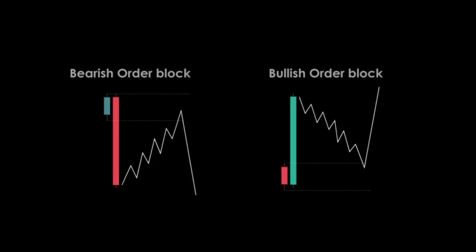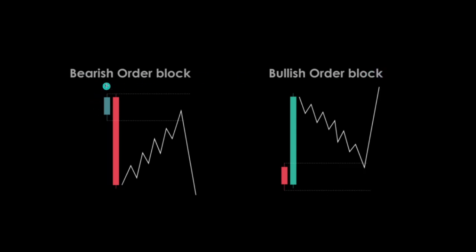Now, an order block on the price chart is the last bullish or bearish candle before a significant market move. It's where big players likely placed orders, and the market later returns to these areas to retest before continuing. For the bullish move, the order block is the last bearish candle before the price spikes up. For the bearish move, the order block is the last bullish candle before the price drops. So as you can see here, we have the two types of order blocks: the bearish order block and the bullish order block.